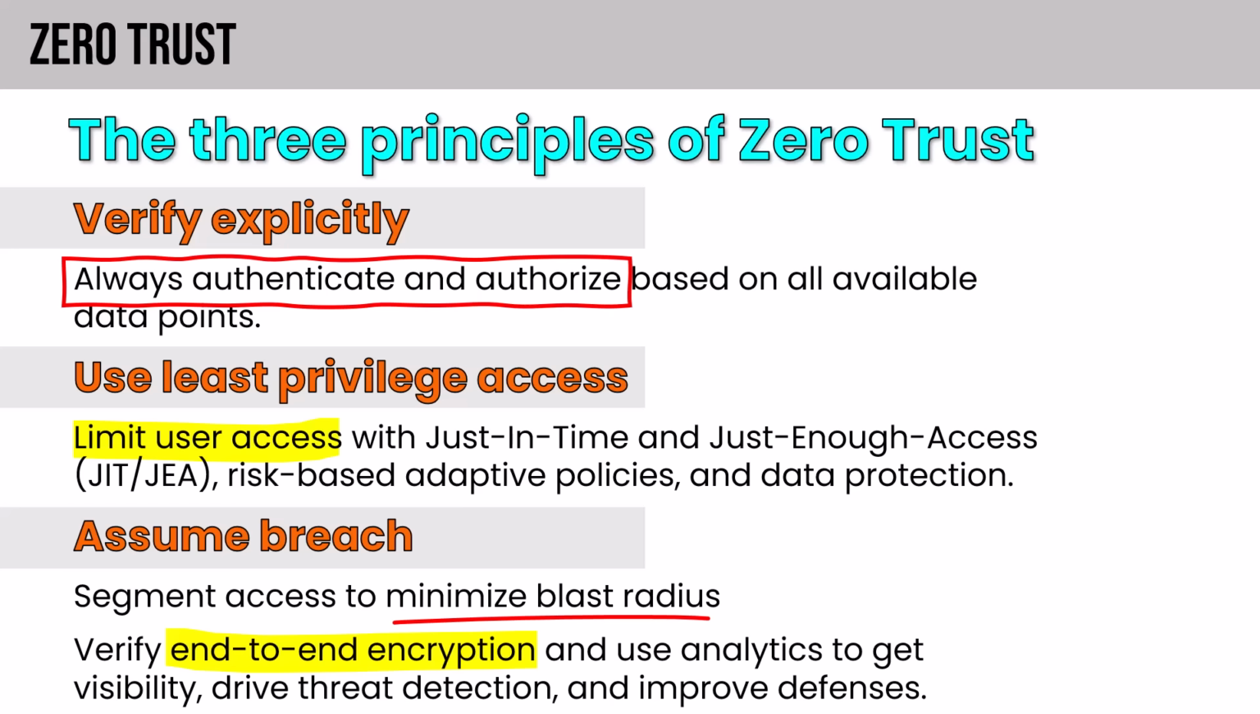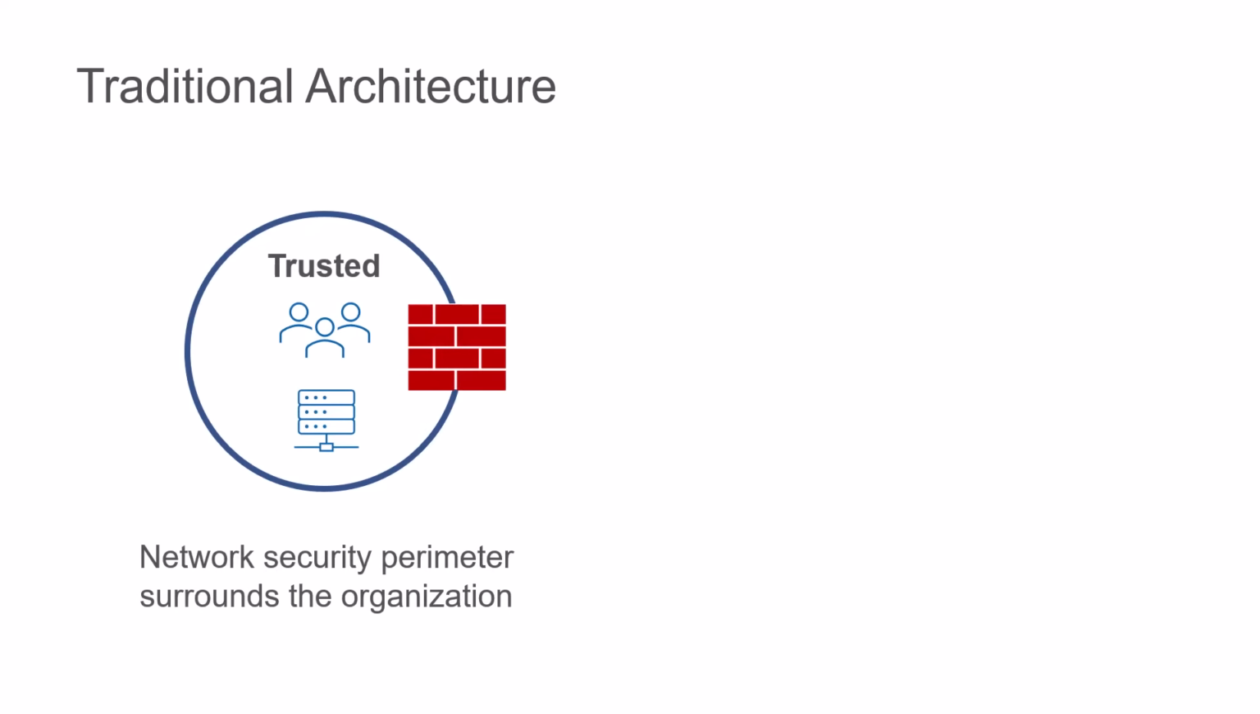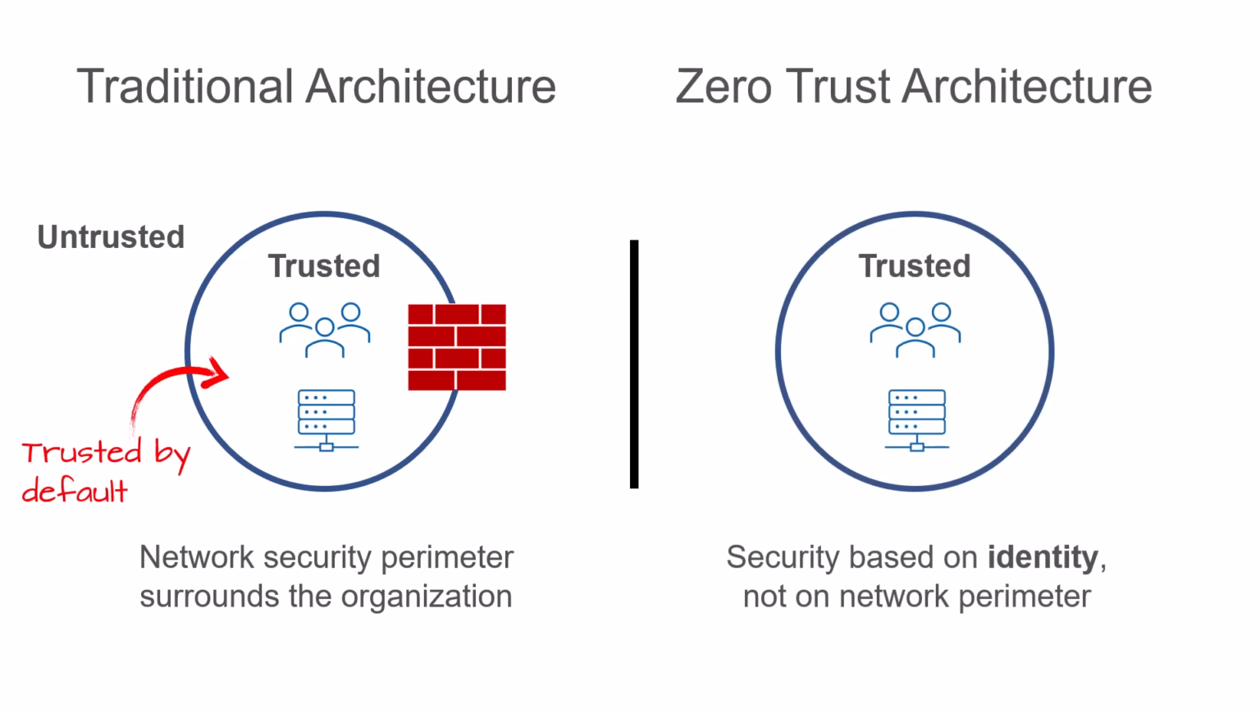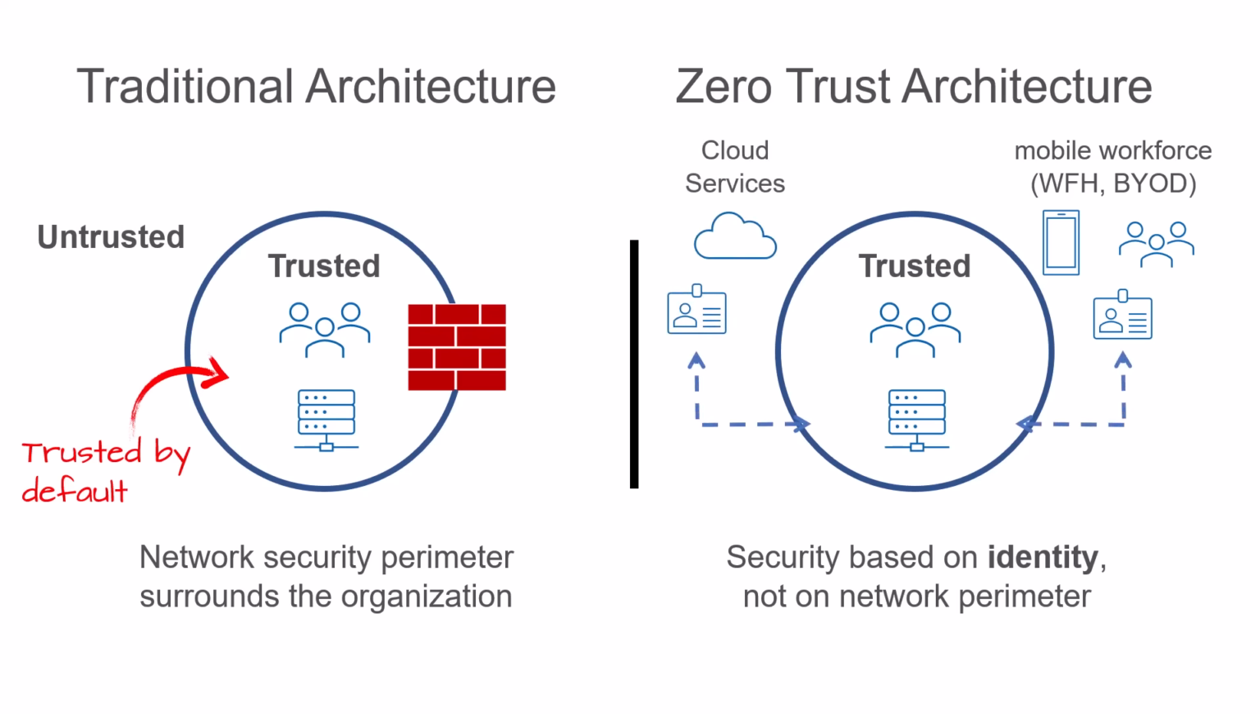We're going to look at Zero Trust through a couple of different lenses together to make sure you're comfortable for the exam. And next I want to compare Zero Trust to the traditional architecture, which involved a network security perimeter that surrounded an organization. Essentially, everything outside the perimeter was untrusted, but everything inside that network perimeter was more or less trusted by default. Compare that to Zero Trust architecture, which is security based on identity, not the perimeter, on the signals from our devices and our cloud services. There's no assumption of trust here.